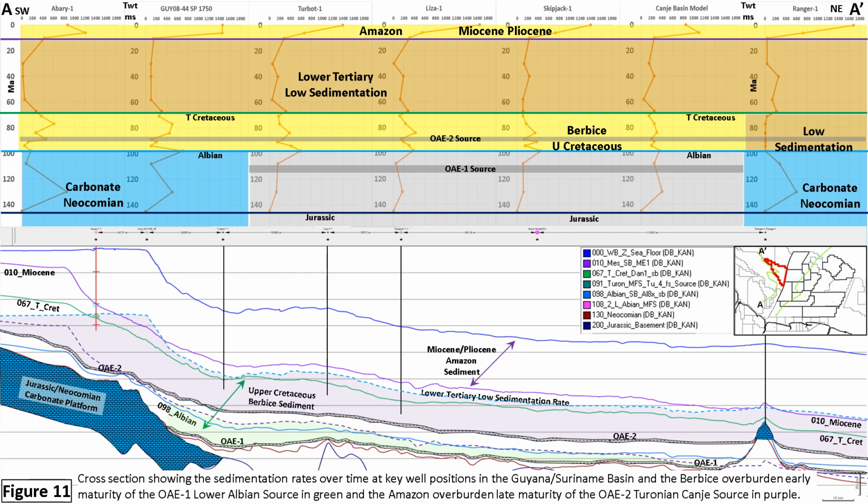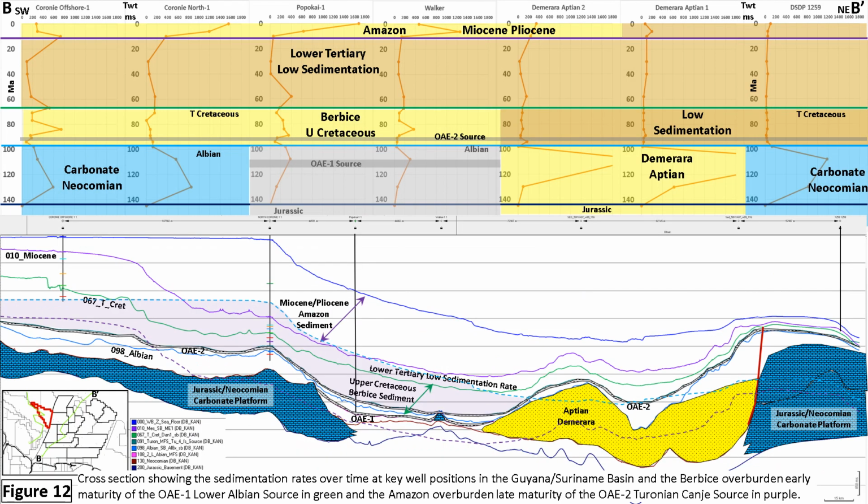much a starvation of the deep water basin, and that's what allows this lower Albian source rock to be in the perfect oil window for 40 or 50 million years, generating hydrocarbons from this source, while this overburden is present and very little additional sediment is deposited. Then about 10 million years ago, this massive amount of Amazon sediment is introduced into the basin, which matures the OAE2 Turonian source rock.